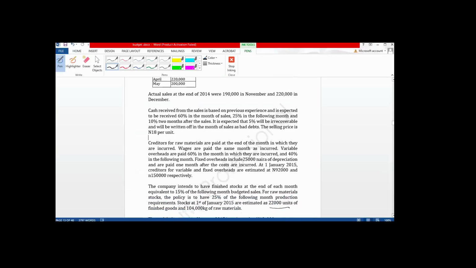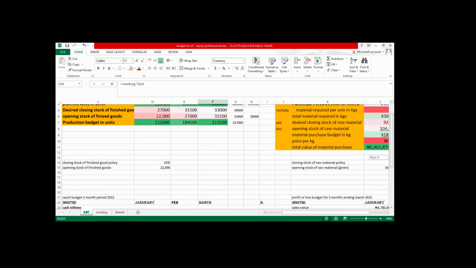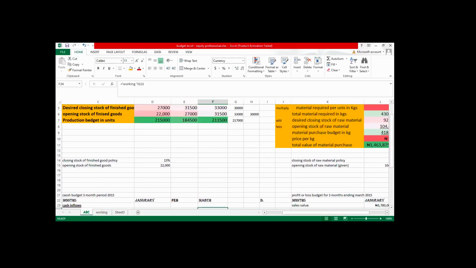Your cash outflows, your payments. Look at the next paragraph. Creditors for raw material are paid at the end of the month in which they are incurred. What is the amount incurred on raw material? Go and look at your purchase budget.